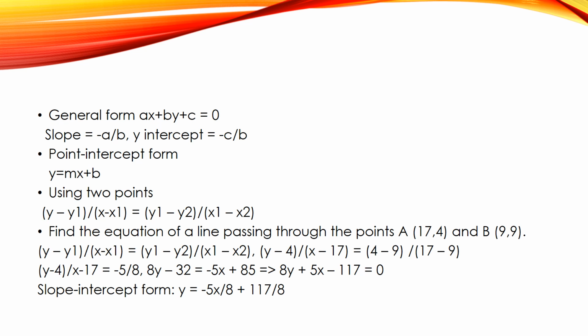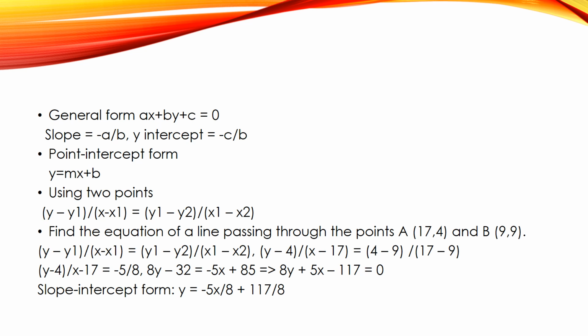So it's given by (y − y1)/(x − x1) = (y1 − y2)/(x1 − x2). This is the equation of a straight line passing through points P1 (x1, y1) and P2 (x2, y2). Let us look at an example. Find the equation of a line passing through the points A (17, 4) and B (9, 9).